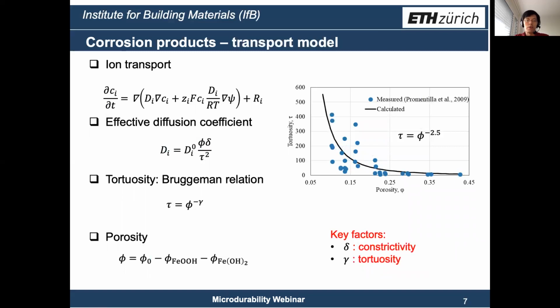For ion transport, we use the Nernst-Planck-Poisson equation. The electromigration is considered in this model. The Poisson equation is used to calculate the potential created by different speeds of charged ions. Here, we only consider the saturated condition, so there is no water flow. The tortuosity is calculated based on measured porosity. As shown by this figure, we found a good correlation between tortuosity and porosity. Last, the porosity reduction is considered because of the precipitation of iron 2 hydroxide and iron 3 hydroxide.